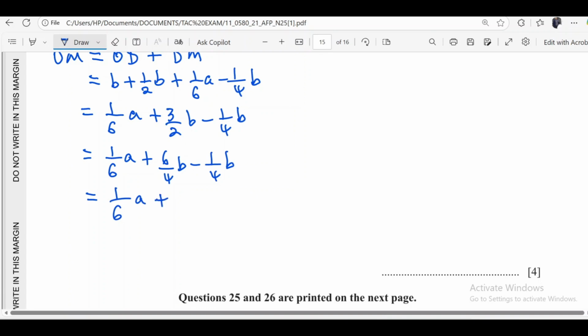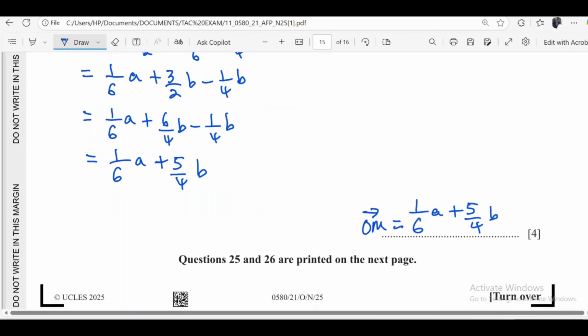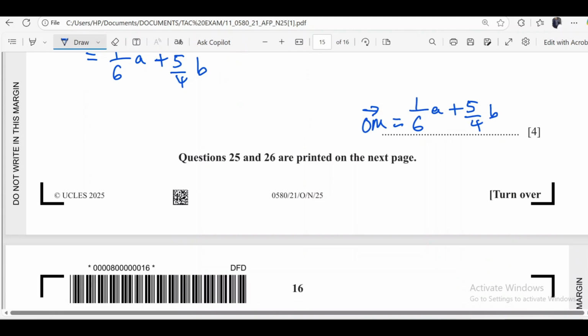So we have plus 5 over 4B. So that's what this vector OM is. Okay, so we are going to write vector OM equals 1 over 6A plus 5 over 4B. All right, so you can go over this vector and then try to solve it again and check our solution.